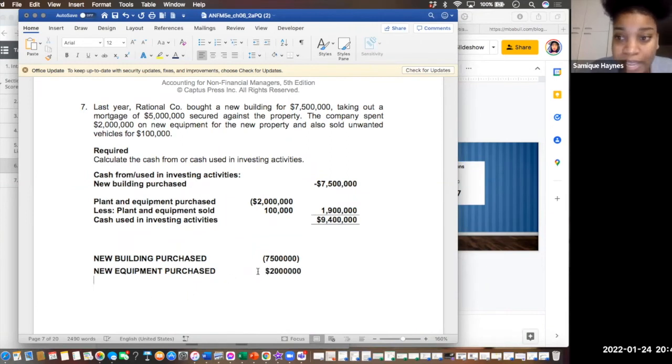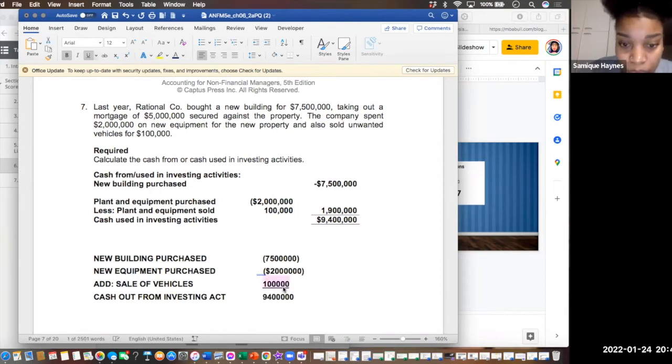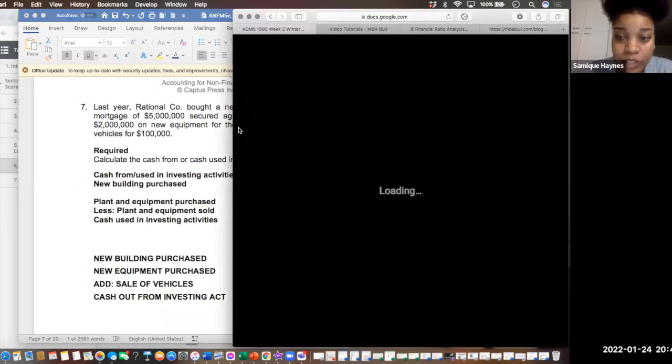Okay, so is that gonna bring cash in or out? Add, right? So we add the sale of vehicles of 100,000. So that gives us a total of cash out from investing activities. Does that make sense? Are we clear with that?